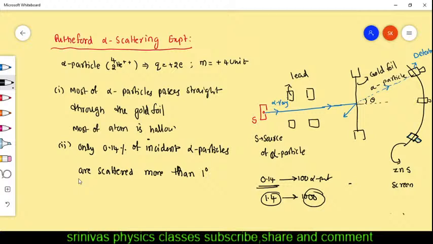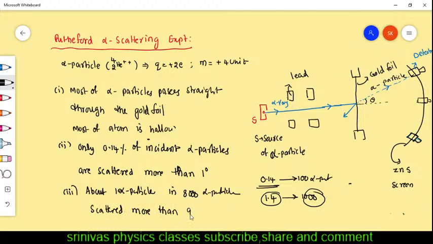That means most of the alpha particles pass without scattering. And the next observation is about one alpha particle out of 8,000. One alpha particle in 8,000 incident alpha particles is scattered more than 90 degrees. How many alpha particles scattered more than 90 degrees? More than 90 means what?